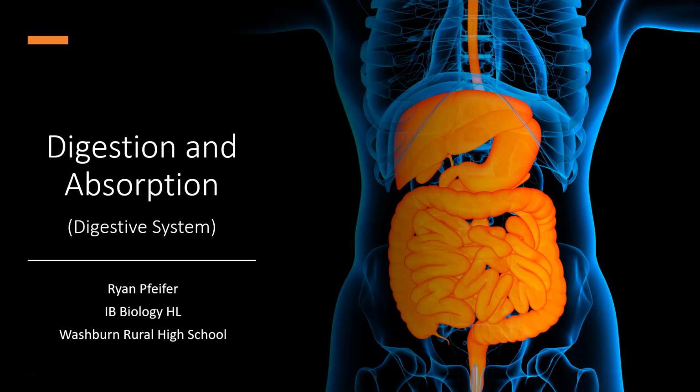Hey, Mr. P here. In this video, we're going to talk about the structure and function of the digestive system. So we're going to talk about all the anatomical structures that belong to the digestive system, talk about what their roles are within the digestive system, and then we'll pick up with the structure and function of digestion, absorption, and assimilation in future videos.